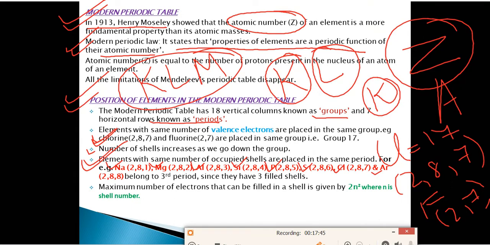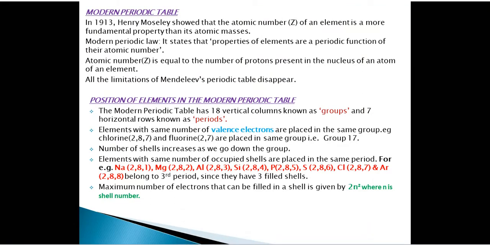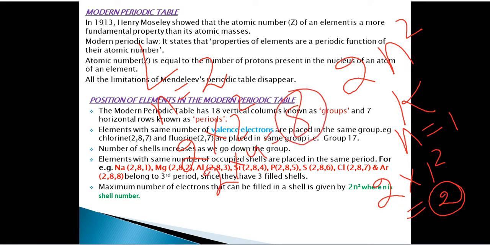The maximum number of electrons that can be filled in a shell is given by 2n square. Now one rule is there by which we can predict how many electrons can be present in one shell, and that formula is 2n square, where n is the shell number. Suppose we want to fill the electrons in the K shell. For the K shell we take n equal to 1. We will apply the formula 2 into 1 square. It will be equal to 2. So only 2 electrons can be present in the K shell, not more than that. For L, the value of n is 2. We will apply this formula 2 into 2 square. 2 into 4 is equal to 8. So in the L shell, 8 electrons can be present, not more than that. So on this basis, you can find the number of electrons present in each shell.